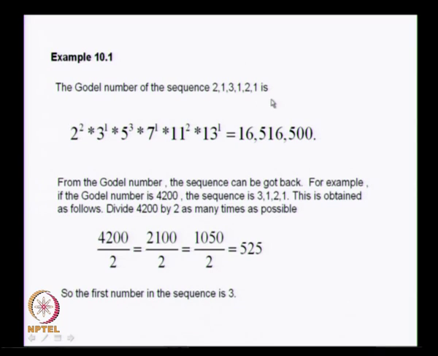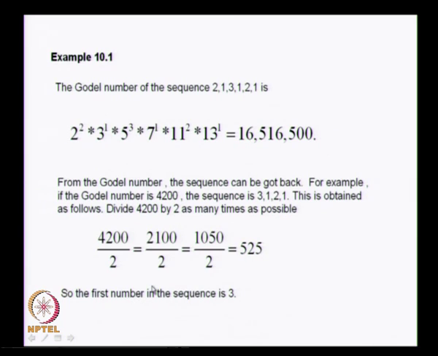Given a sequence you can find the Gödel number of that sequence, which is a very large number, and given a Gödel number, this sequence can be obtained in a unique manner. From the Gödel number, the sequence can be got back. Now, for example, suppose the Gödel number is 4200, the sequence is 3 1 2 1. How do you get this? This is obtained as follows: divide 4200 by 2 as many times as possible. So, 2 divides 4200 3 times and you get the quotient like this.